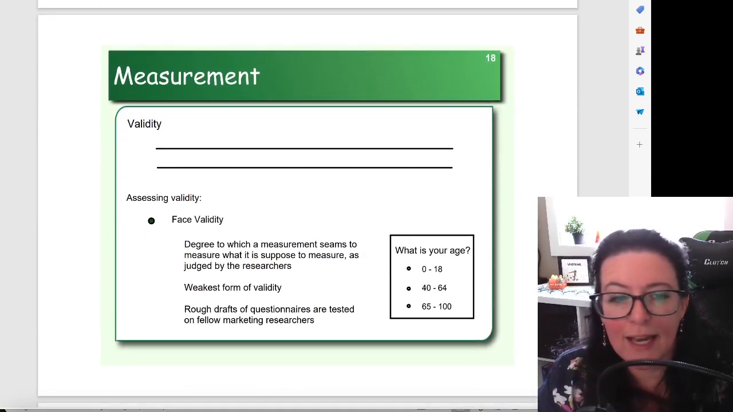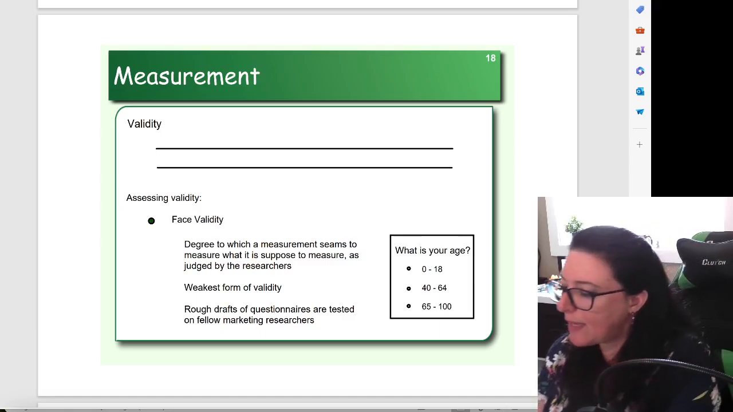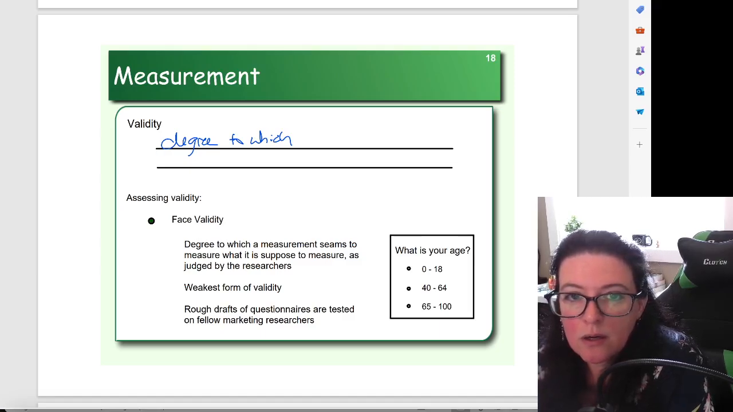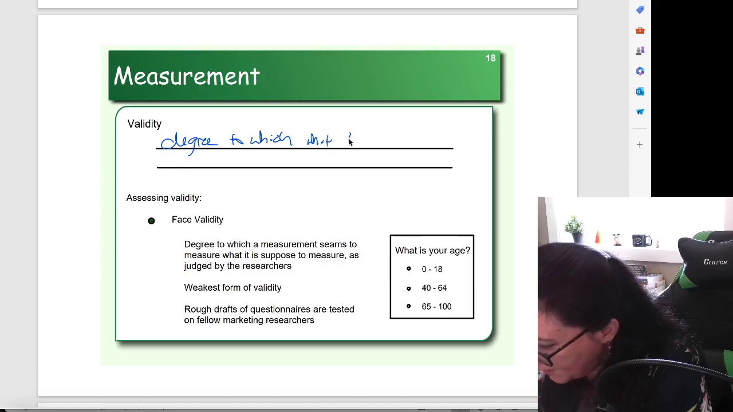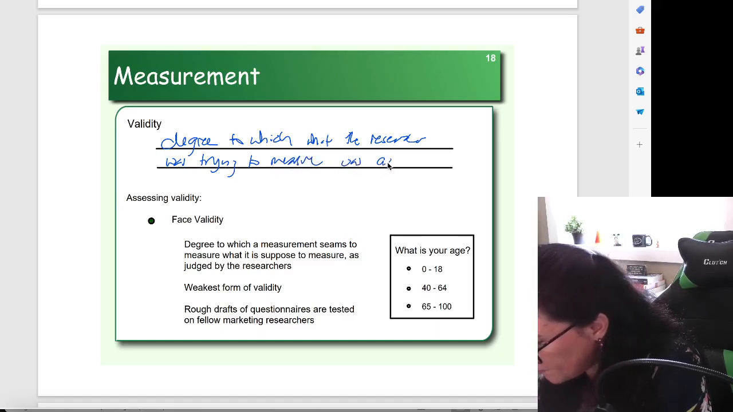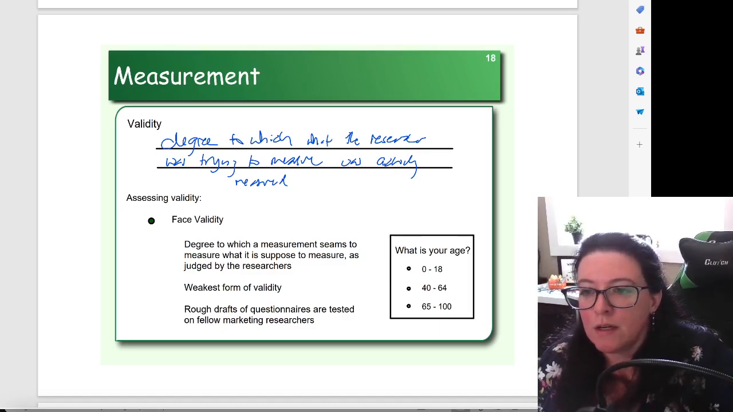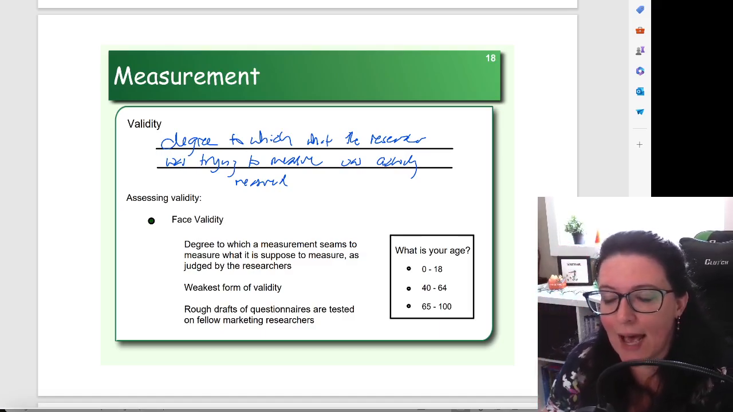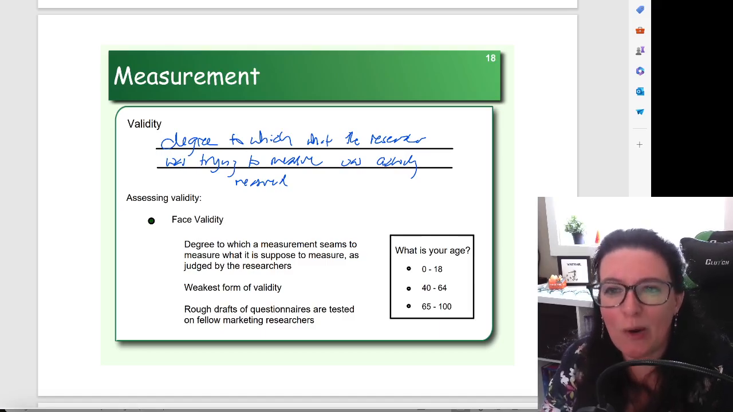Now we're looking at validity. Validity is the degree to which what the researcher was trying to measure was actually measured. Whereas reliability looked at whether we got consistent data, validity looks at did we actually get what we were trying to get.